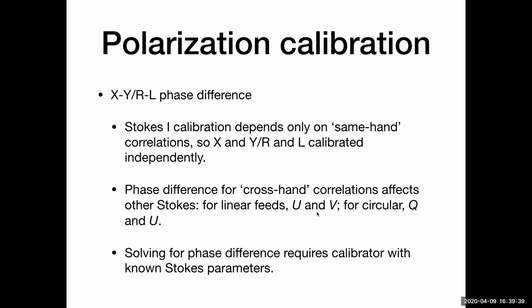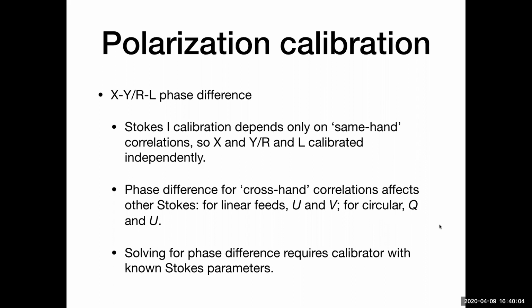And so that's what happens with linear antennas. With circular antennas, it's Stokes Q and U. And so with circular antennas, without the phase reference, you actually don't know the polarization angle, because Stokes Q and U are for the linear polarization, they define your polarization angle. So with circular feeds, if you don't calibrate this, you don't have trustworthy polarization angles at all.